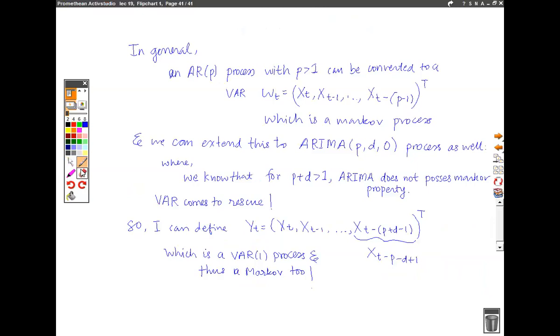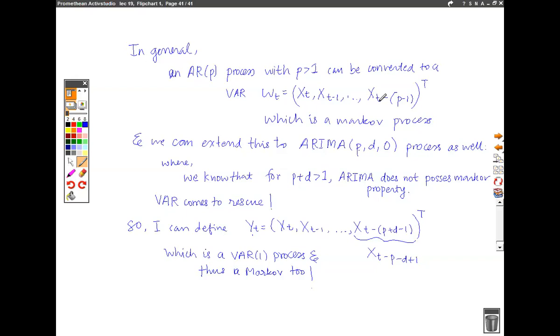But now sometimes we don't only have an AR model, we can have a model which is not stationary initially. But then you have to difference it once, twice, or thrice to make it into a stationary model. But the same problem will persist here as well. As long as your p plus d is greater than 1, this ARIMA does not follow the Markov property. But again, vector autoregressive models will come to our rescue, and then you can define Y_t as x_{t-1} up until x_{t-p-d+1}.